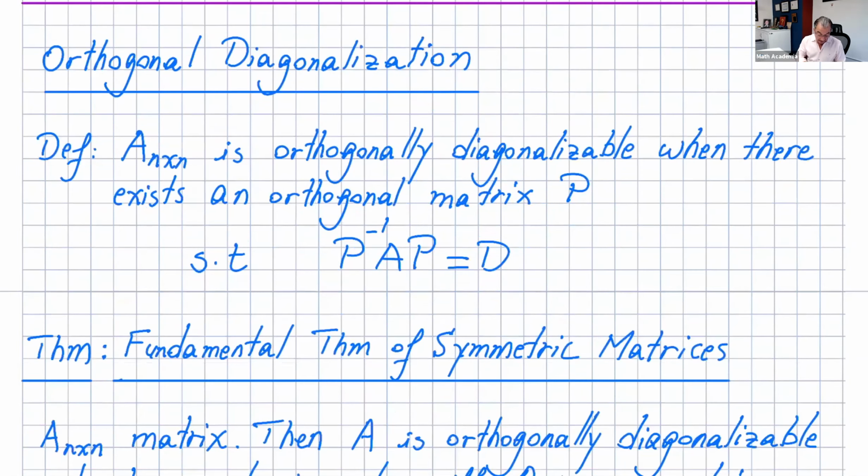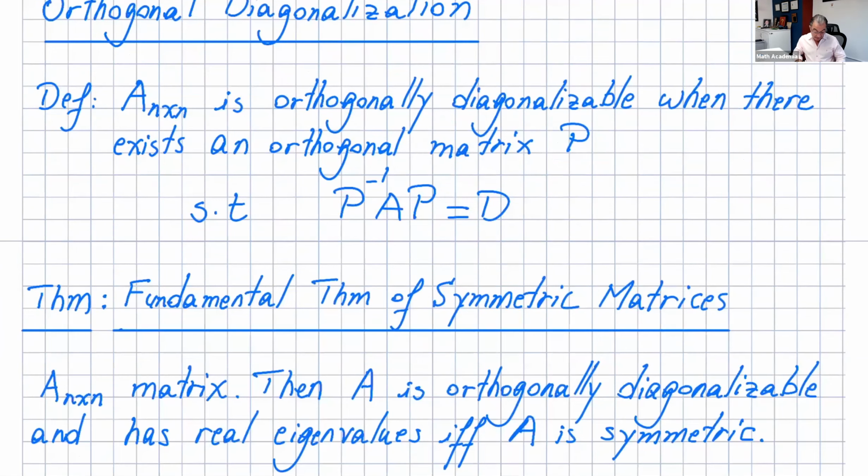Now we learned about symmetric matrices and orthogonal matrices. Let's talk about orthogonal diagonalization. If you have a square matrix, that matrix is orthogonally diagonalizable when there exists an orthogonal matrix P such that you can write that relation. But this is symmetric and this is orthogonal.